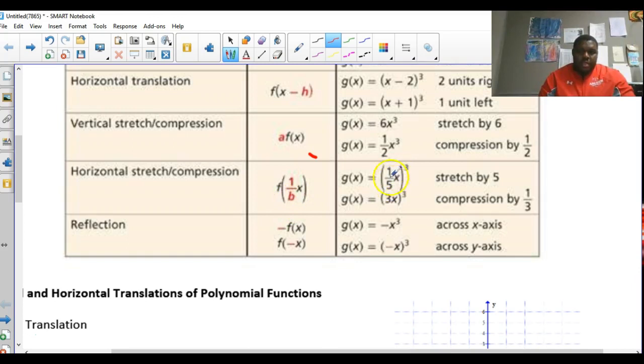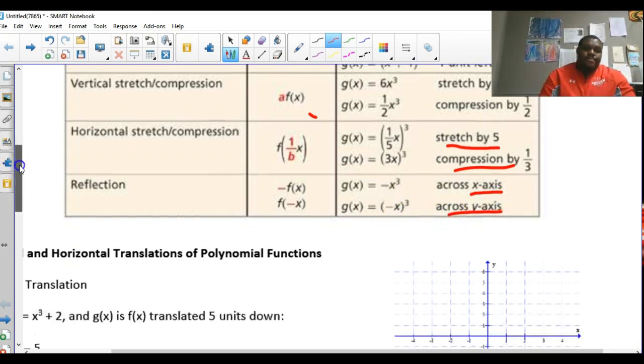See how this is 1/5, that's less than 1, so you're going to stretch it by 5. The reciprocal of 1/5 is 5. If you flip it, you get 5 over 1, which is 5. Right here, you have 3, where the reciprocal is 1/3, so you have a compression by 1/3. And then the negative out front means reflection across the x-axis. The negative in front of the x means reflection across the y-axis.